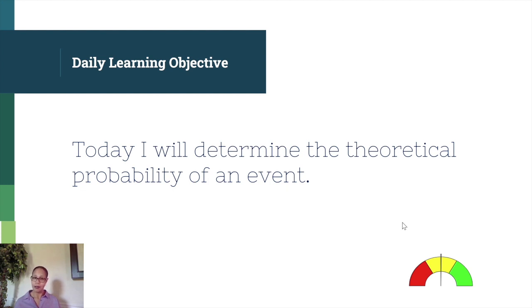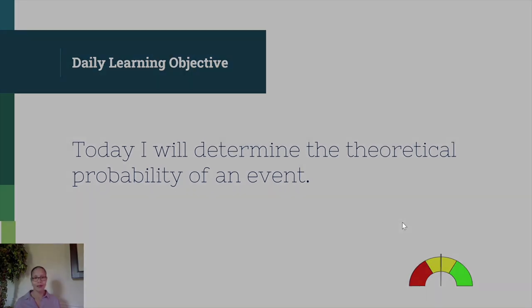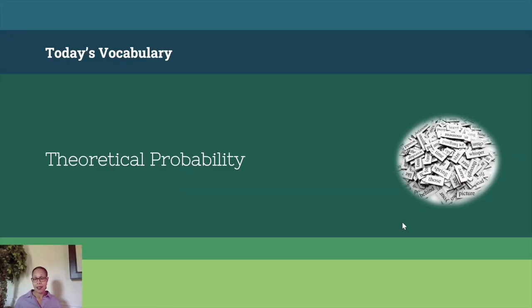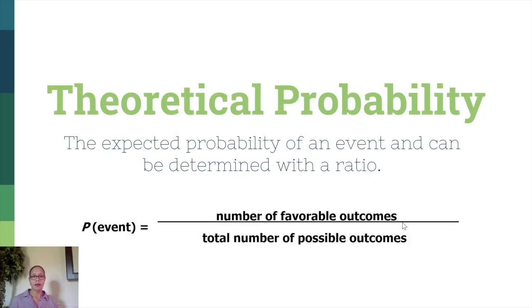So our learning objective for today is to determine the theoretical probability of an event. There will be many days over the next 2 weeks where we are introduced to new vocabulary. For example, today's vocabulary term is theoretical probability. Theoretical probability is when we use math to predict the likelihood that an event will happen. It's expressed as a ratio of the number of ways an event can occur to the number of likely outcomes. The ratio is important, so you'll definitely want to remember that. Write it down in your notes.